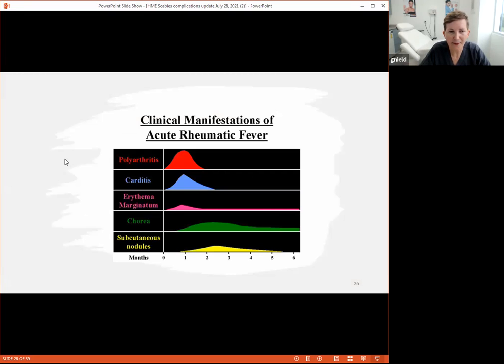So this is like a busy slide, but it just shows the clinical manifestations of rheumatic fever. So on the bottom, it's in terms of months. So of course, the most prominent symptom besides fever is polyarthritis, then carditis, and erythema marginatum, I'll go a bit into this because it's a skin finding. Chorea, which is these uncontrolled movements when it affects the brain, and subcutaneous nodules occur a little later on.